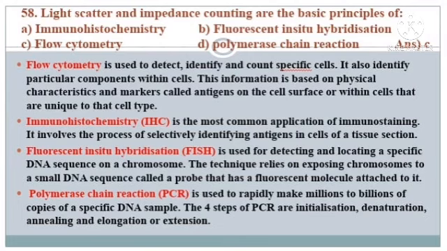Question number 58. Light scatter and impedance counting are the basic principles of? The answer is option C, flow cytometry. It is used to detect, identify and count specific cells. Immunohistochemistry is the most common application of immunostaining. It involves the process of selectively identifying antigens in cells of a tissue section. Fluorescent in situ hybridization is used for detecting and locating a specific DNA sequence on a chromosome. Polymerase chain reaction is used to rapidly make millions to billions of copies of a specific DNA sample.